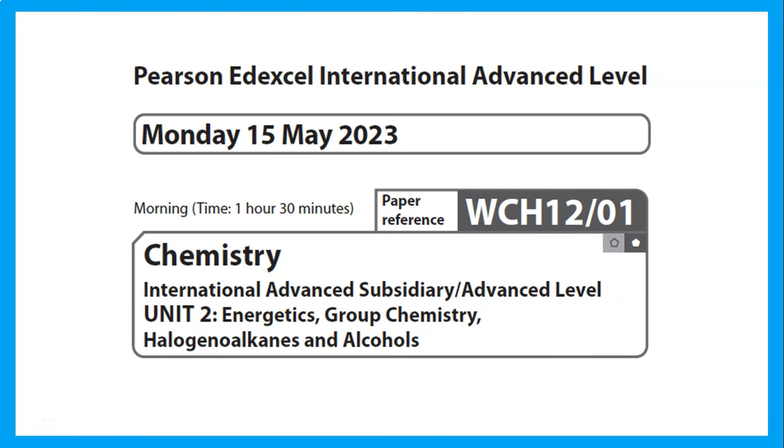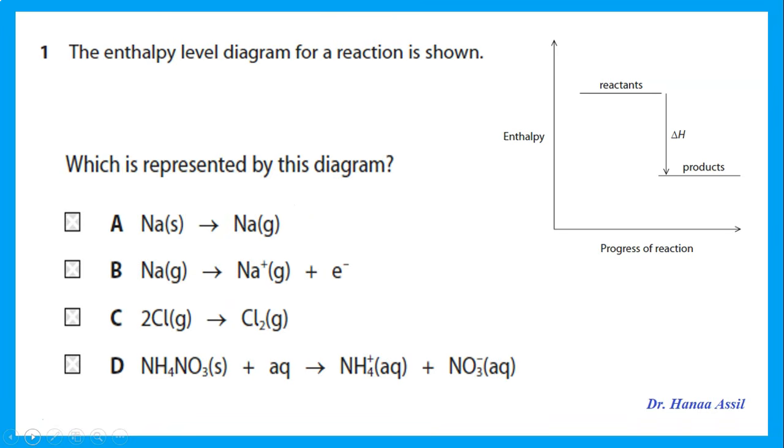This is Unit 2 of May 2023 in the Pearson Edexcel International A-Level. Let's take a look at the questions and discuss their answers. The first question was, an enthalpy level diagram for a reaction is shown, which is represented by this diagram.